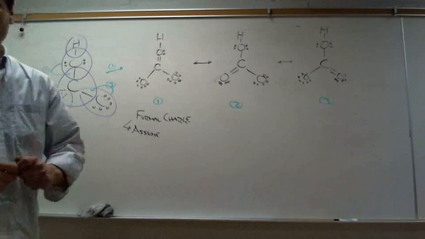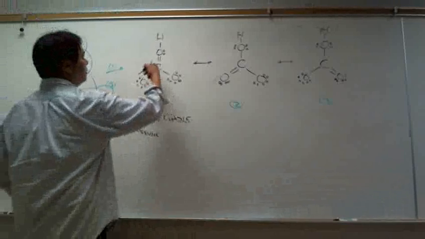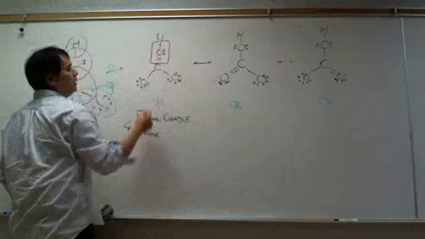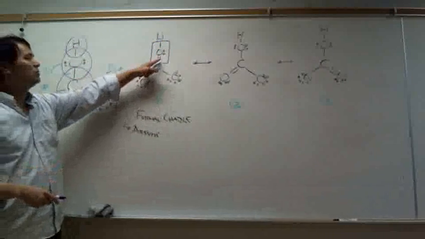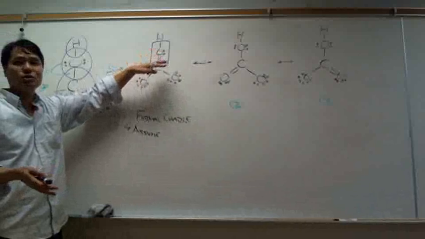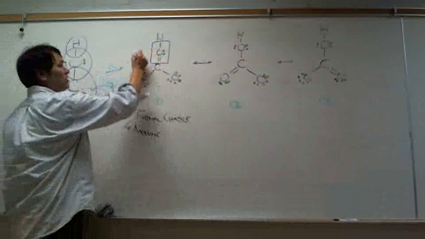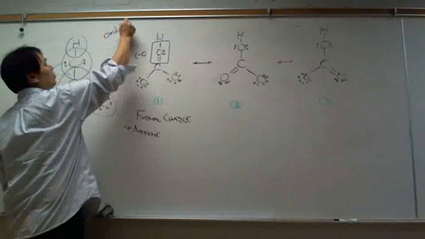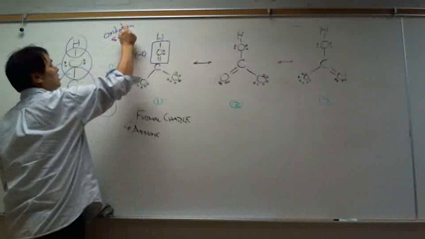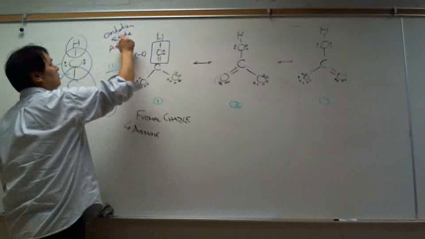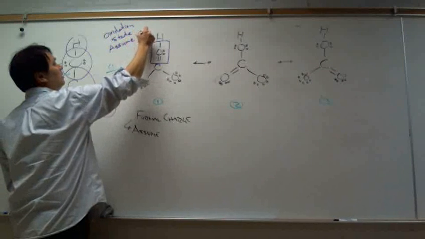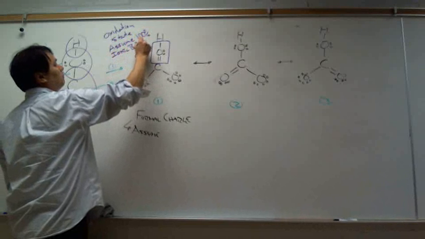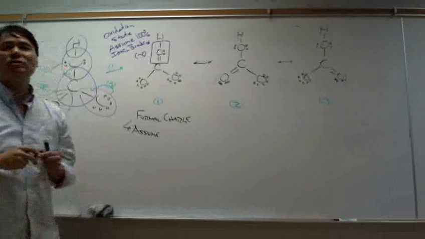For example, let's calculate the oxidation state for this oxygen. When you look at the oxidation state for the oxygen, winner takes all. If winner takes all, then oxygen ends up with 2, 4, 6, 8. It's minus 2. Minus 2 sounds totally reasonable. For oxidation state, we assume 100% ionic bonding. 100% ionic bonding is winner takes all.